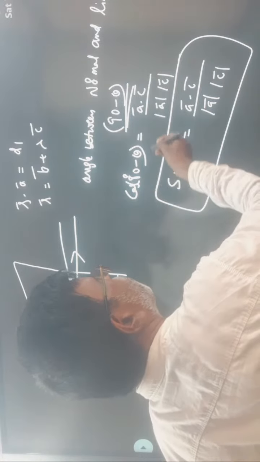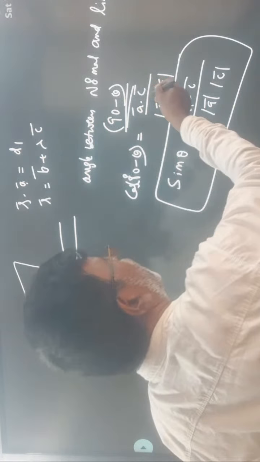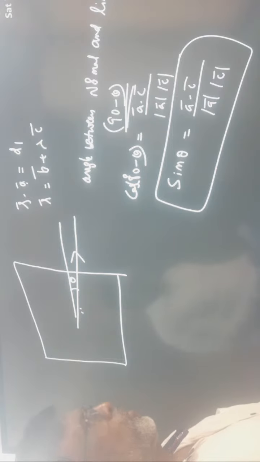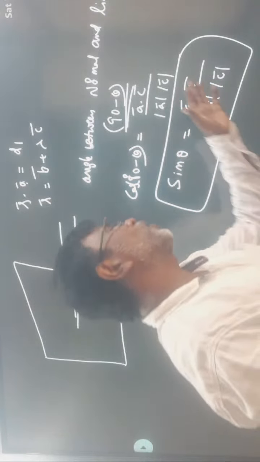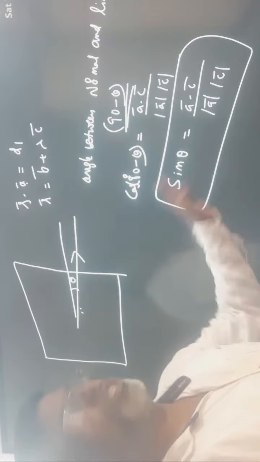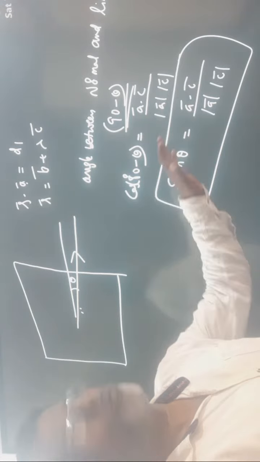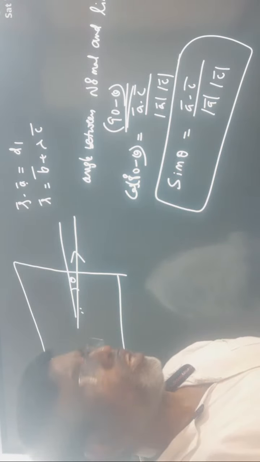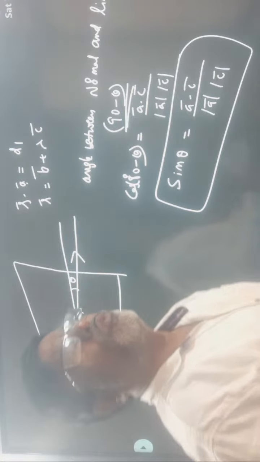So cos(90 − θ) gives the angle between the normal and the line, a dot c by mod a mod c. Sin θ equals a dot c by mod a mod c. This is the formula. So this is a very important application. Now, based on this, we are going to explain this one.